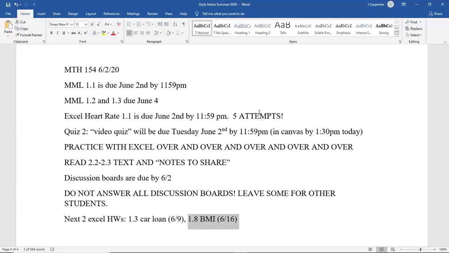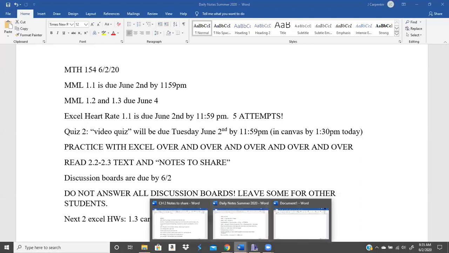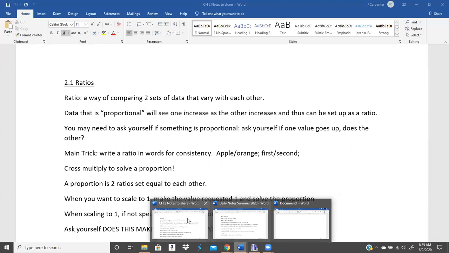Also remember that every single Excel homework has a guided activity in your guided worksheets. We don't cover the Excel stuff in class. That's for you just to look at and answer on your own if you feel like you need more help with this. All right, so that being said, this one.